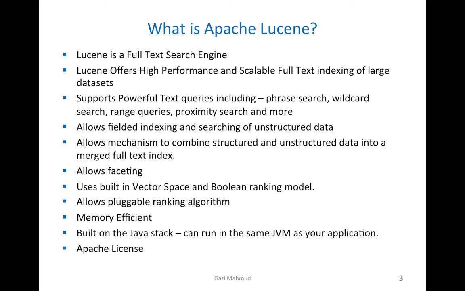And Lucene retrieval, the searching part of it, uses the vector space model and Boolean ranking model for retrieval of the information. And it also allows pluggable ranking algorithms. For example, if the vector space model doesn't return the most relevant documents that you're looking for, you can programmatically plug in a third-party probabilistic model and so on. It is also very memory efficient. You can configure it to store the entire index in memory, and retrieval would be very fast in that case.